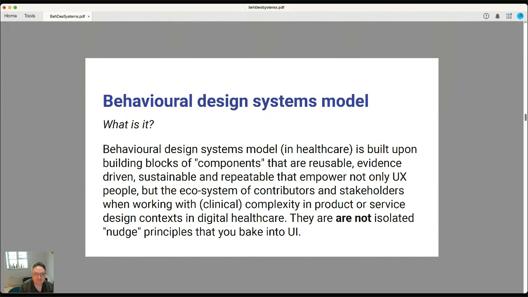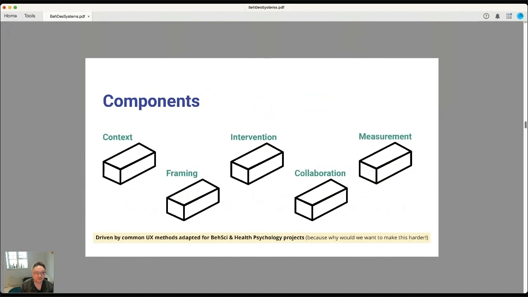I've seen behavioral design systems and models out there that just focus on economic theory or nudge theory that you can build into your UI library. This isn't that. These aren't isolated nudge principles that you bake into UI, although sometimes they can be useful and powerful. So, what are these five components that I reflect upon personally? Well, they're context, framing, the intervention side of things, collaboration, and measurement.